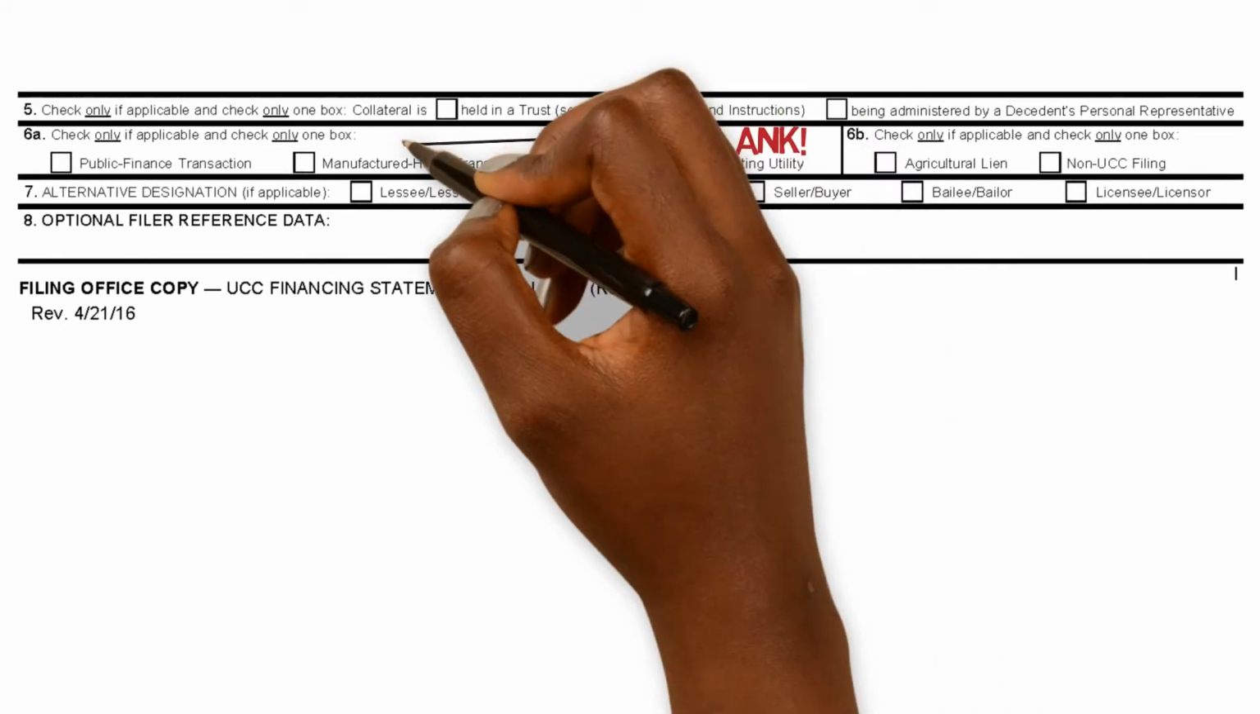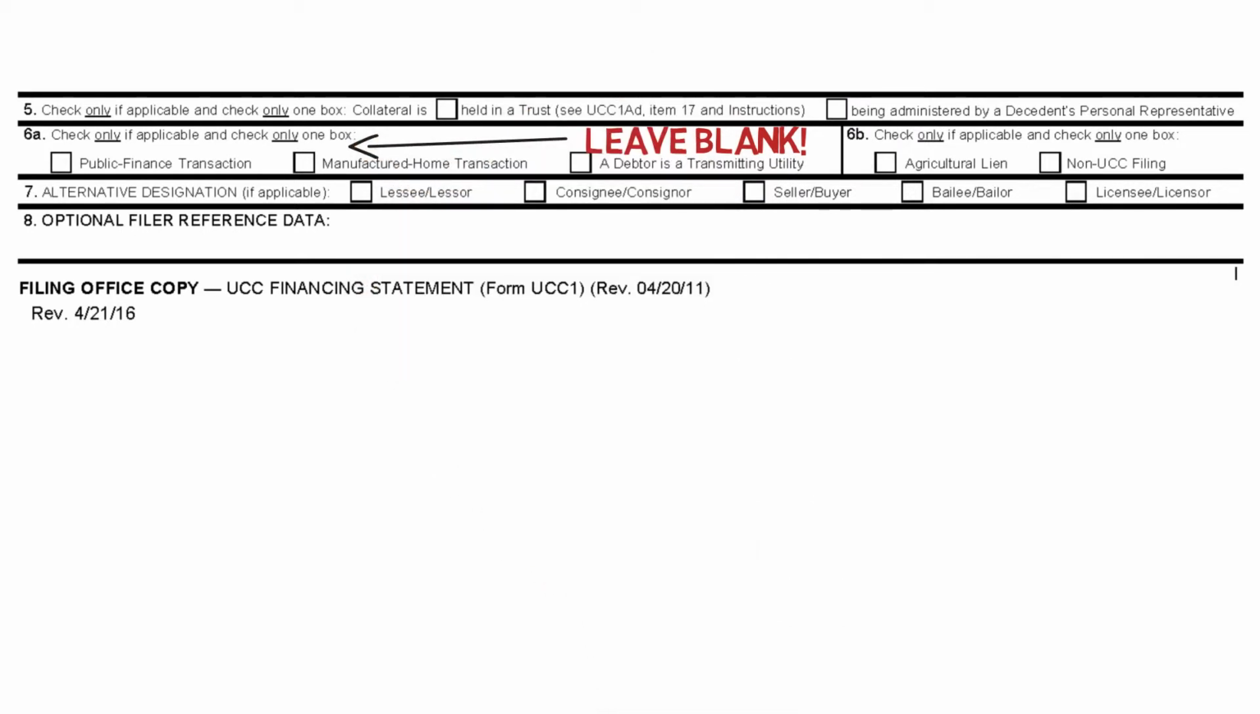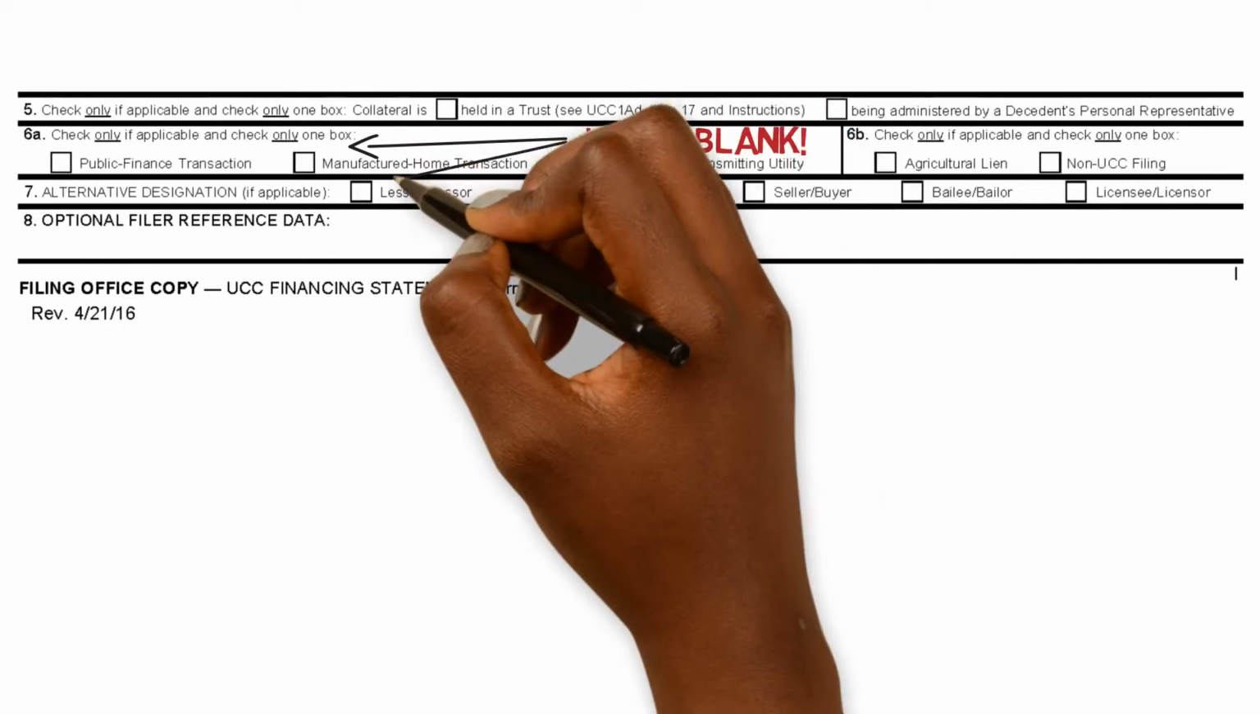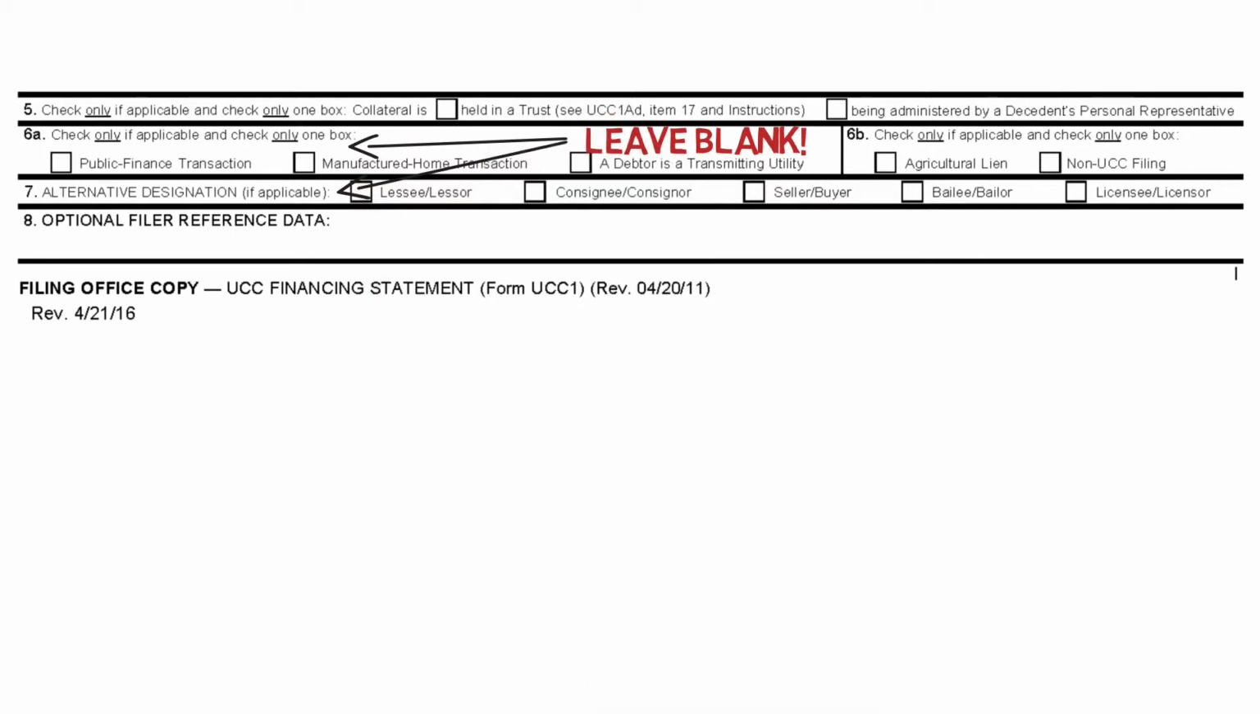You should leave Block 6, Real Estate, blank unless you are completing a fixtures filing at the county level. Some UCC forms contain additional boxes such as transaction type or alternative designation. If there is a box for transaction type, you should select Standard. If there's a box for alternative designation, this should be left blank.